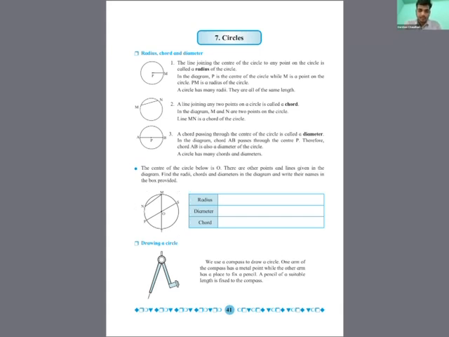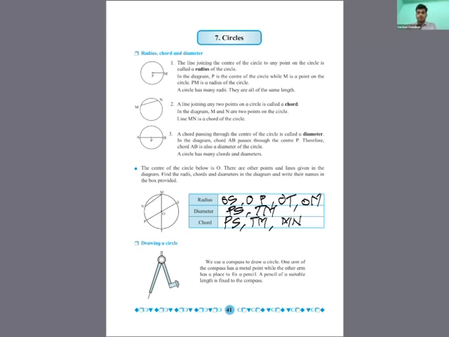First we have to find the radius. Let's write one by one. Here OS and OP are radii. Also line OT and line OM are radii. Next we have to find the diameter. Here the diameters are line PS and line TM, or MT, you can write either. Next, chords: line PS, line TM and line MN. These are the chords of the circle.